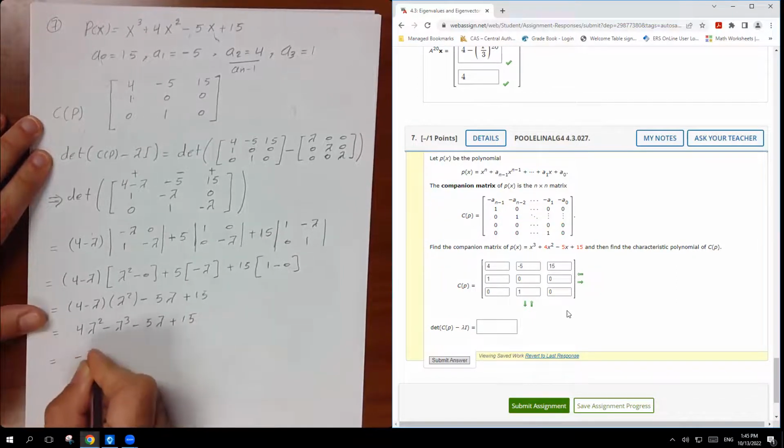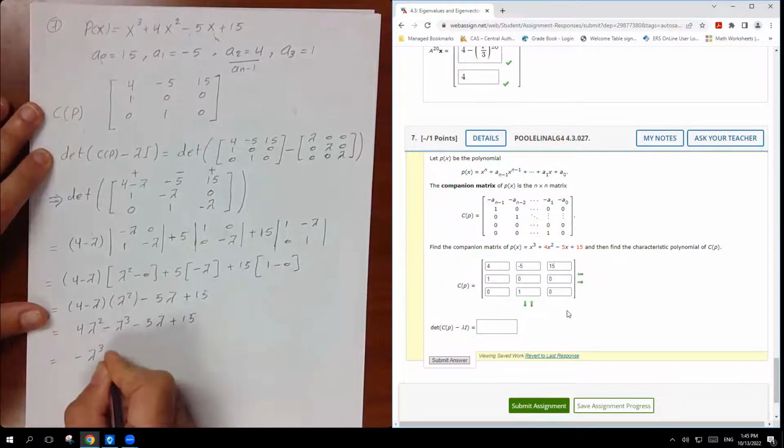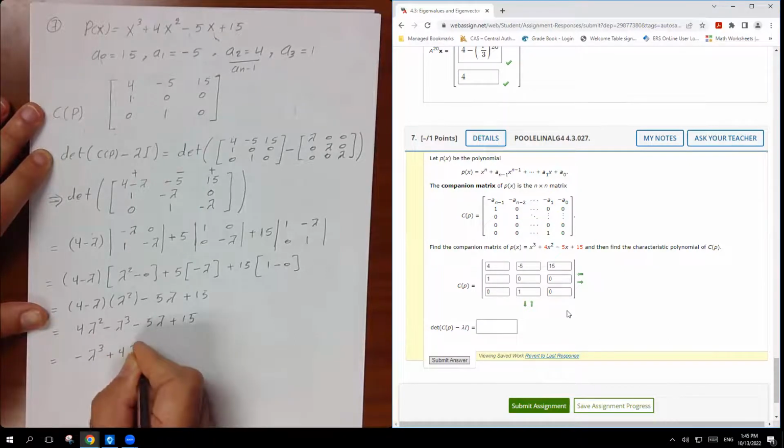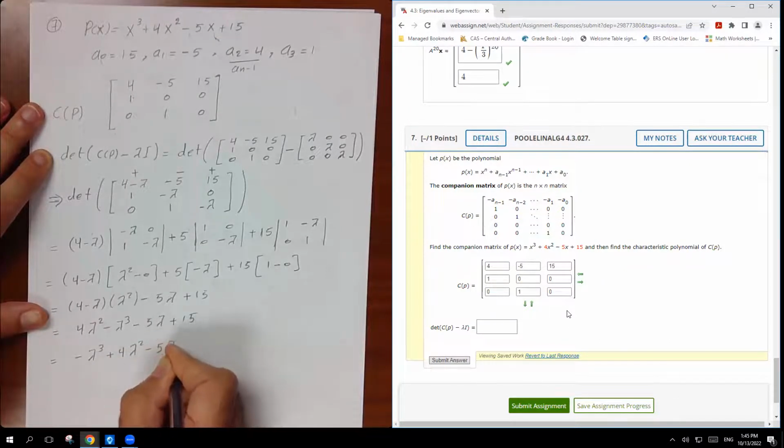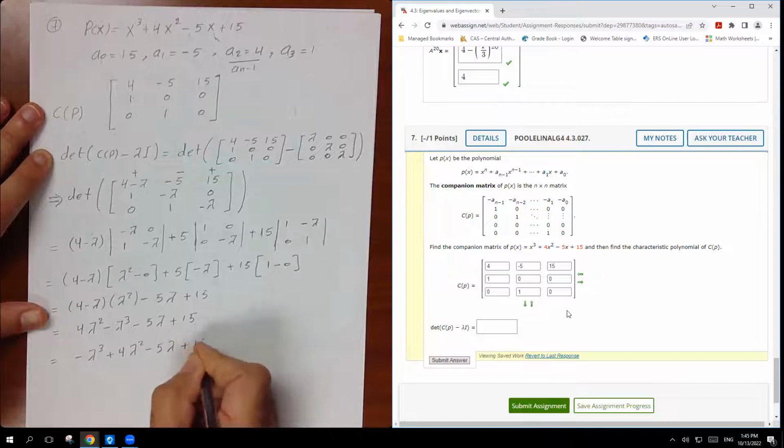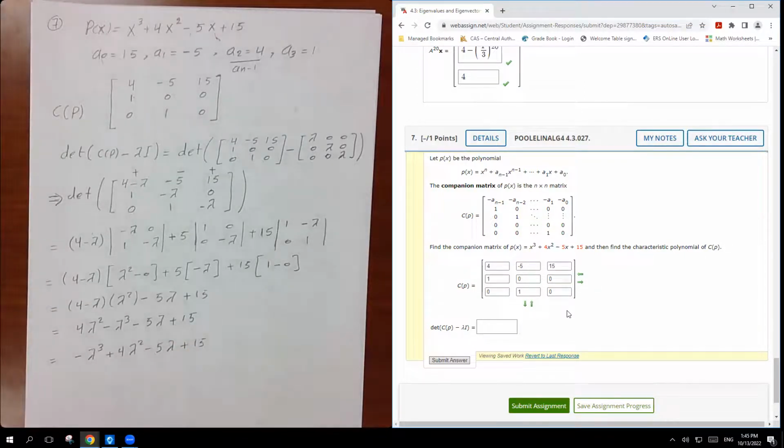Just write it down: negative lambda cubed plus 4 lambda squared minus 5 lambda plus 15. That's it. That's what they're going to ask you. You don't have to find the eigenvalues and eigenvectors. Let's end here.